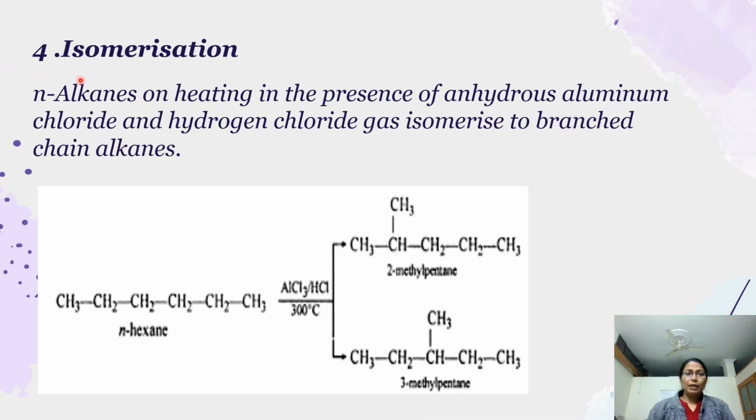Fourth chemical property, isomerization. An alkane on heating in the presence of anhydrous aluminium chloride and hydrogen chloride gas isomerizes to branched chain alkane. जब हम alkane को heat करते हैं अनहाइड्रस AlCl3 और HCl के प्रेजेंस में, तो ये ब्रांच एल्केन बनाता है. दैट इज आइसोमर इज फॉर्म.